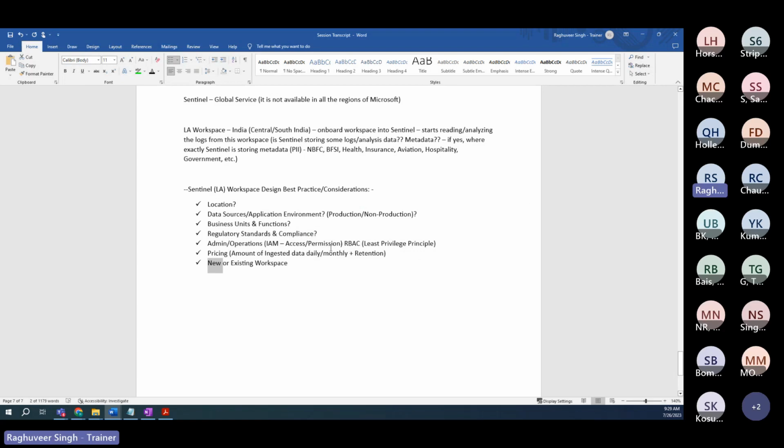Admin operations, IAM. Maybe the existing workspace is already accessed by multiple teams, say NOC teams, the infrastructure monitoring team, the database monitoring team. There are multiple monitoring teams or people that have access to this existing workspace, and you cannot curtail access. You cannot restrict access. You will not be allowed to do that. There will be a hue and cry situation in the company.